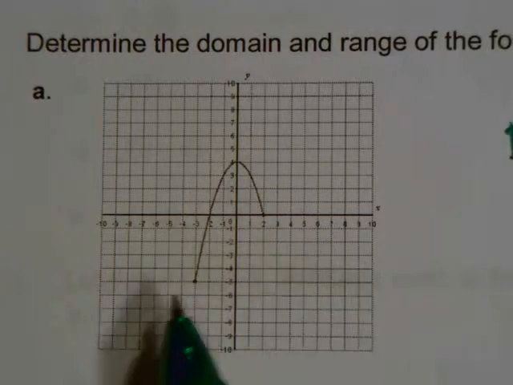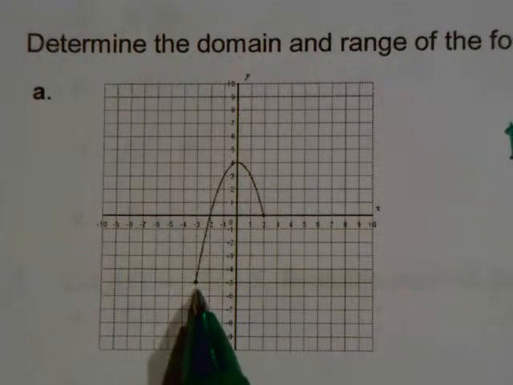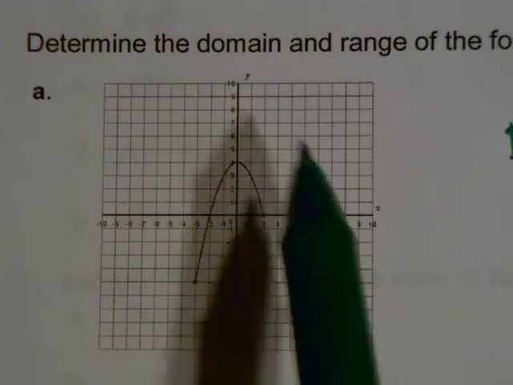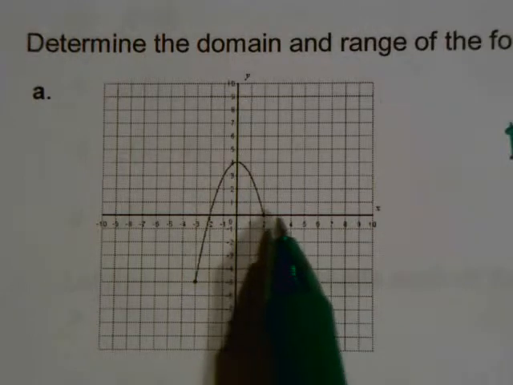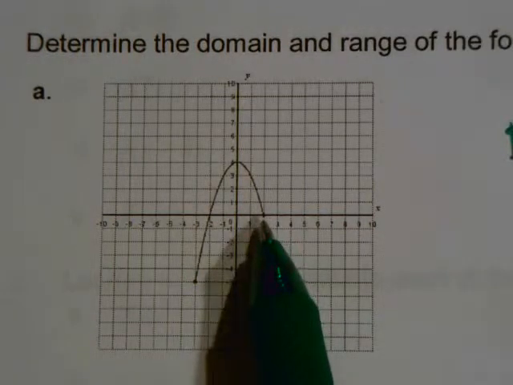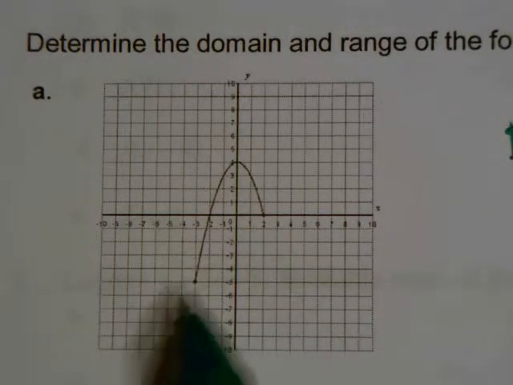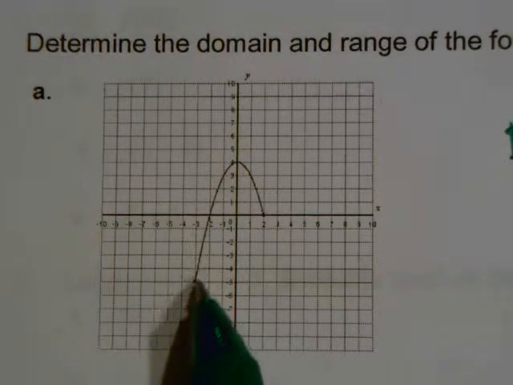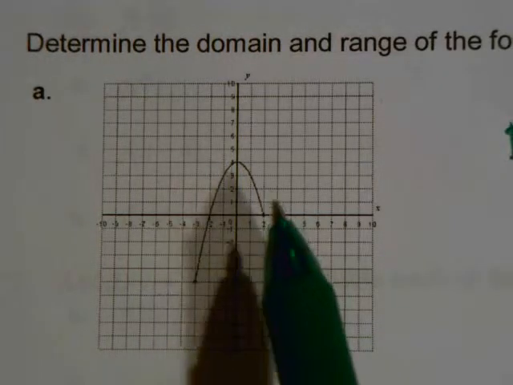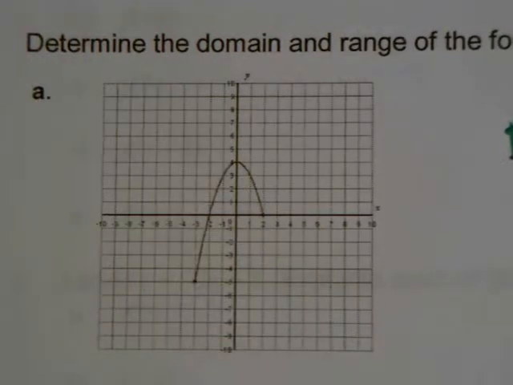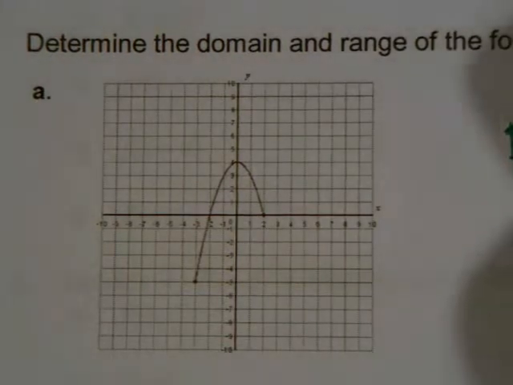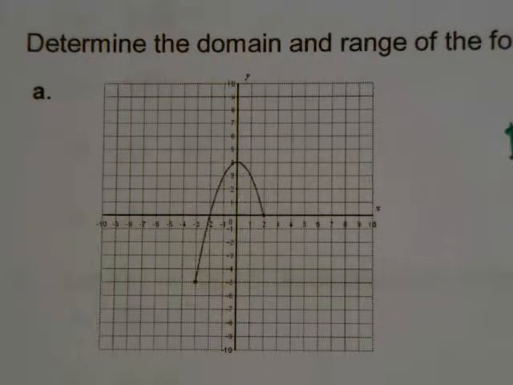I think the furthest left point is here, and that looks like it's x equals -3, to the furthest right point. So I follow my graph along. The furthest point on the right looks like it's right here. So x is any number in between -3 and 2. So the way we write that is we write -3 less than or equal to x less than or equal to 2. That would be our domain.